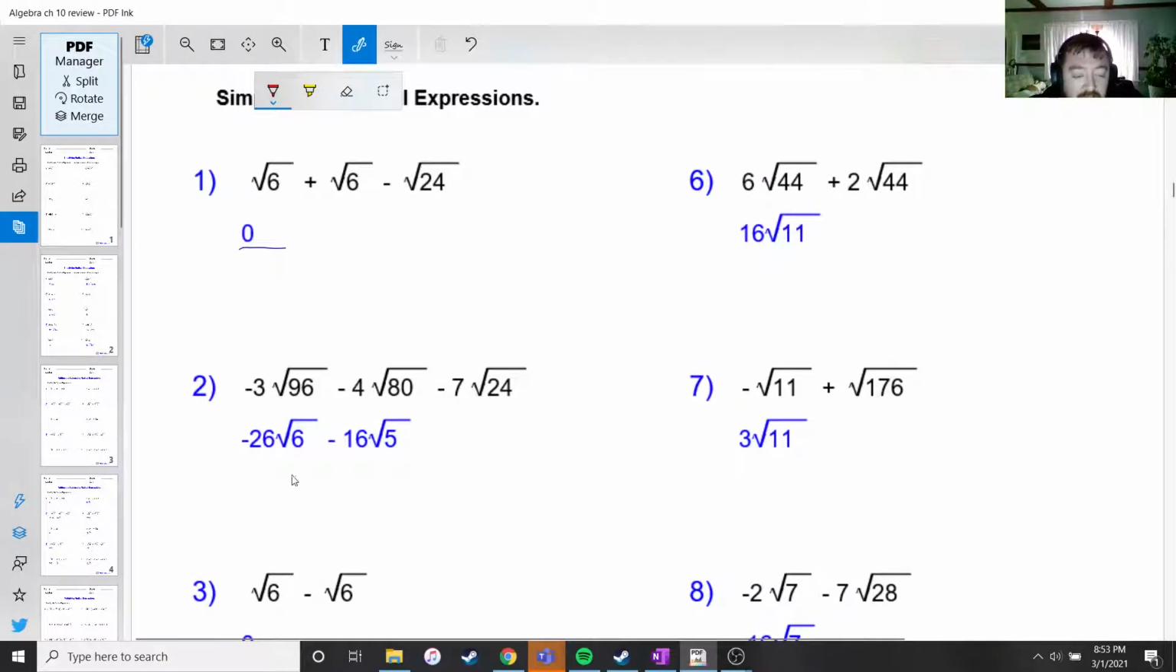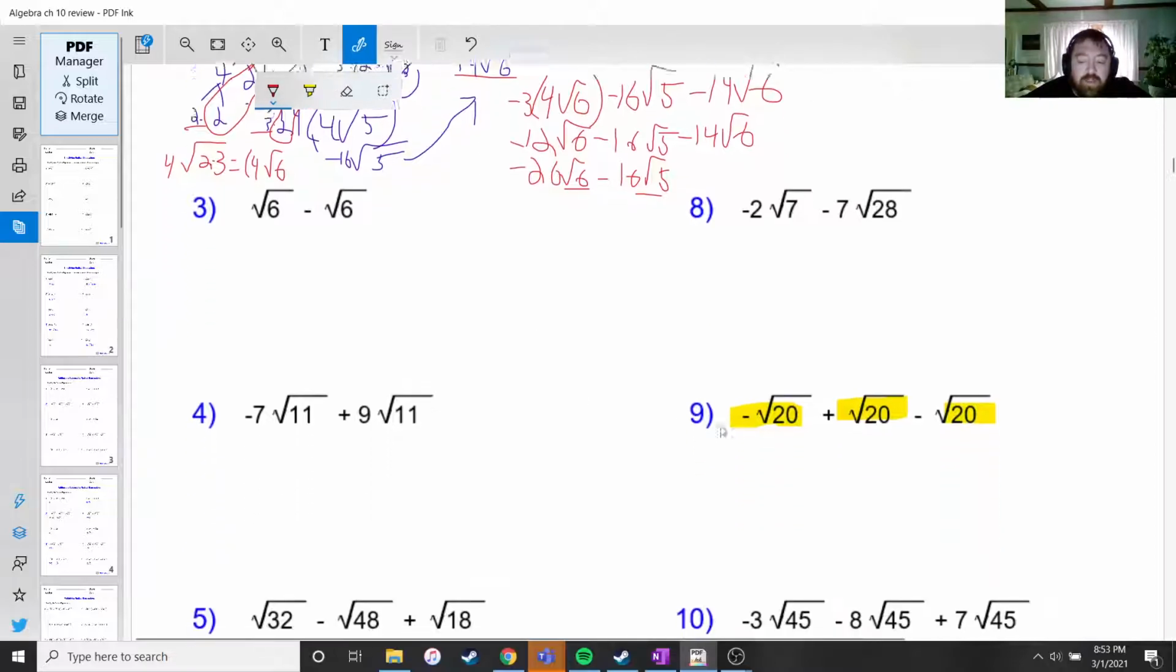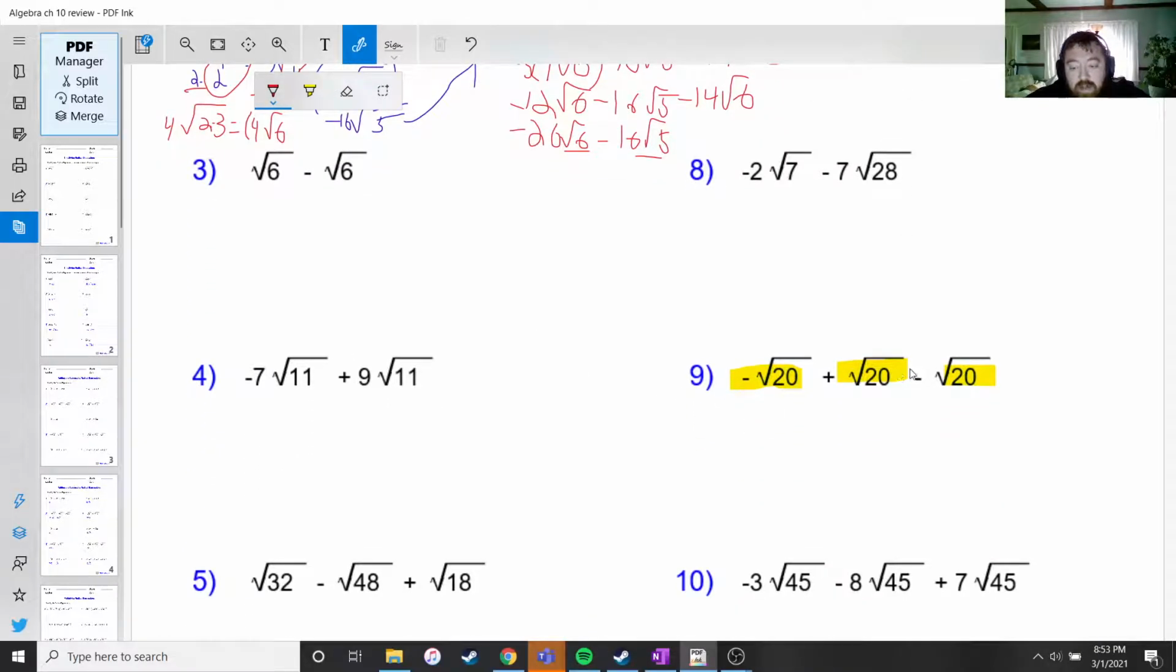If you look here, we got negative 26 radical 6 minus 16 radical 5. So it makes sense. Just treat these similar to how you would with variables and stuff. You can only combine ones that have the same base, and that's what we're doing here. So radical 20 plus radical 20 minus radical 20. What we're left with here is you do negative 1 plus 1 minus 1. So you're left with just negative radical 20.